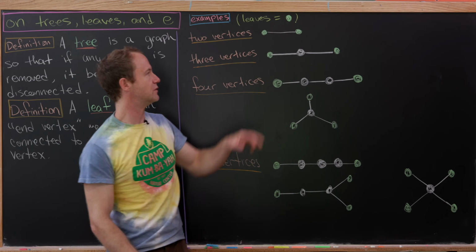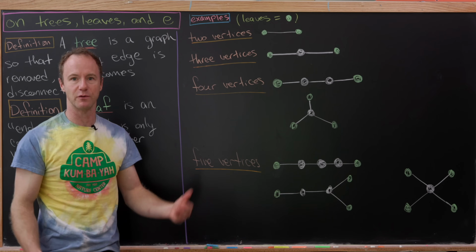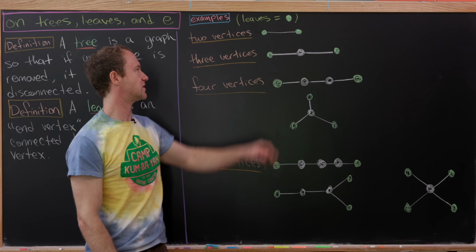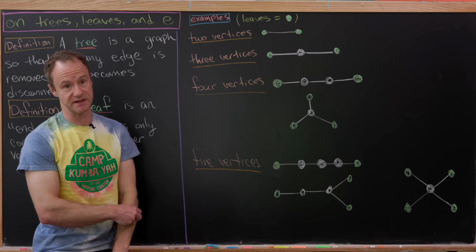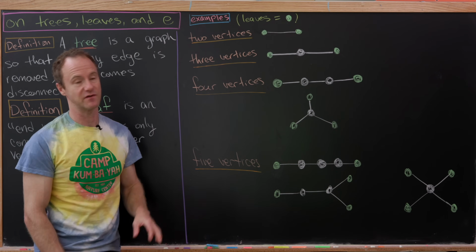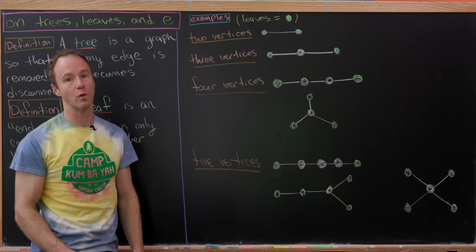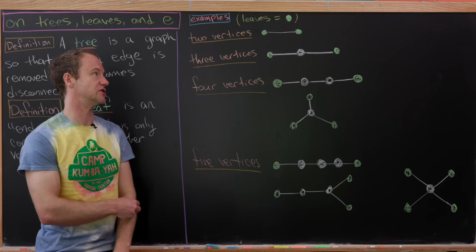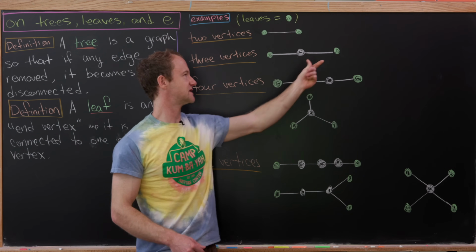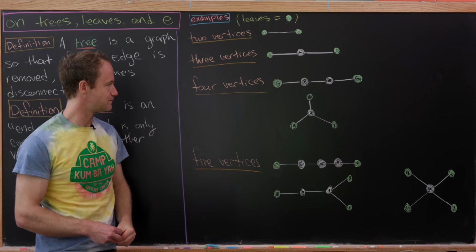Notice if we were to remove that edge, we would just have 2 floating vertices, and that would be obviously disconnected. There's also only one tree on 3 vertices. Notice this inner vertex is not a leaf because it's not on the end. It's not connected to only one other vertex, it's connected to 2. Furthermore, if we remove this edge, it's obviously disconnected, and if we remove this edge, it's also obviously disconnected.